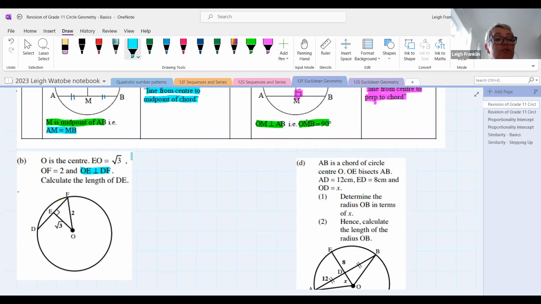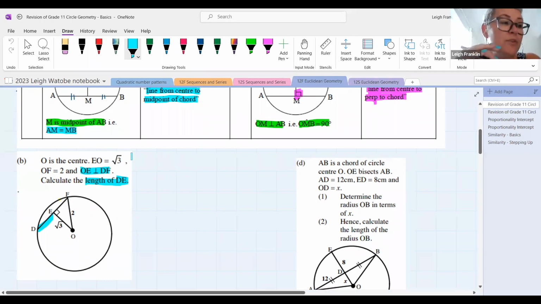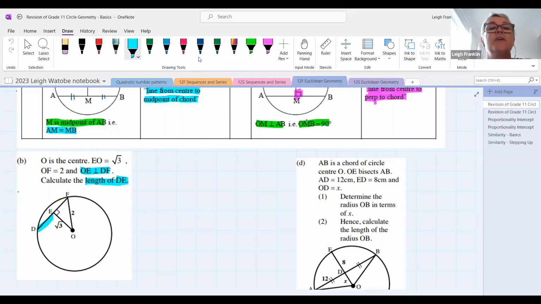What do they want us to do? They want us to calculate the length of DE. DE is this bit over here. Now you have got a right-angled triangle. You know the length of EO. You know the length of FO. What can we apply in right-angled triangles if we've been given 2 sides and the third side is missing? What can we use? I'm asking you now.